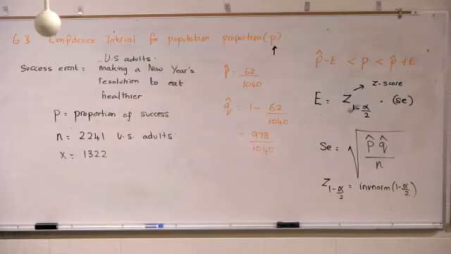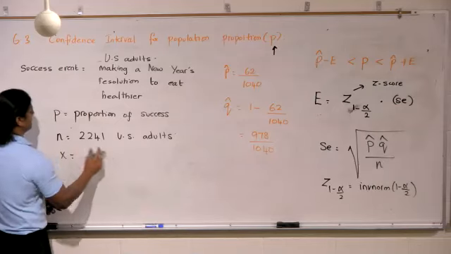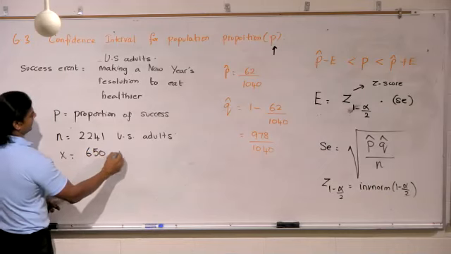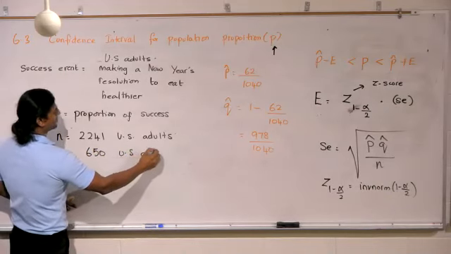I think it was supposed to be 650. That's for the first one. Oh, that's for the first one? Okay. 650. So very few people want to eat healthy.